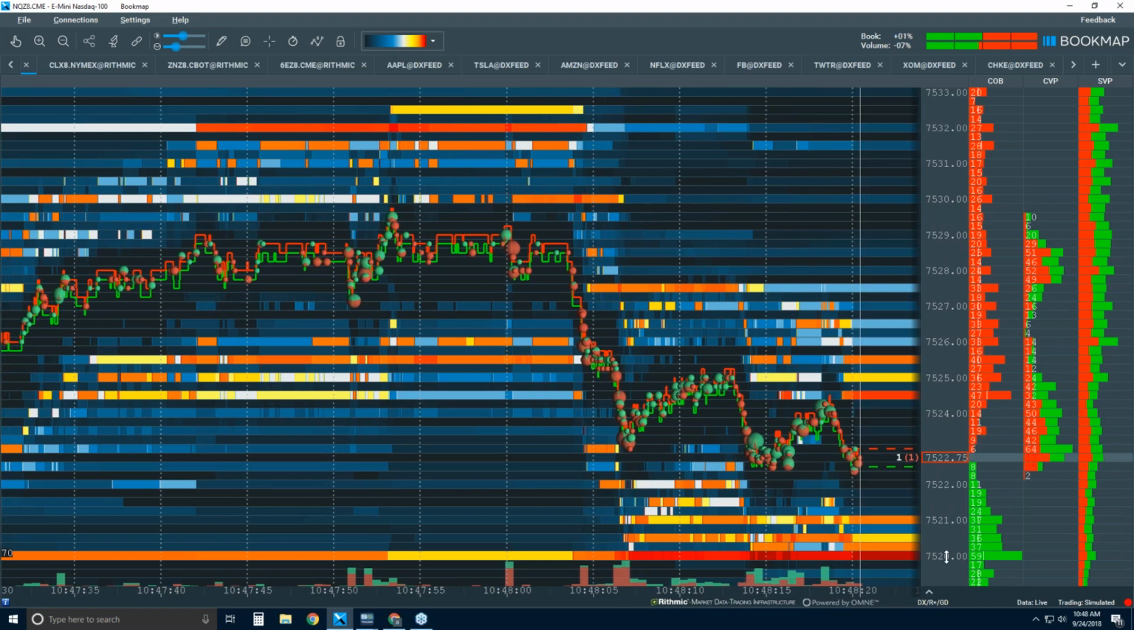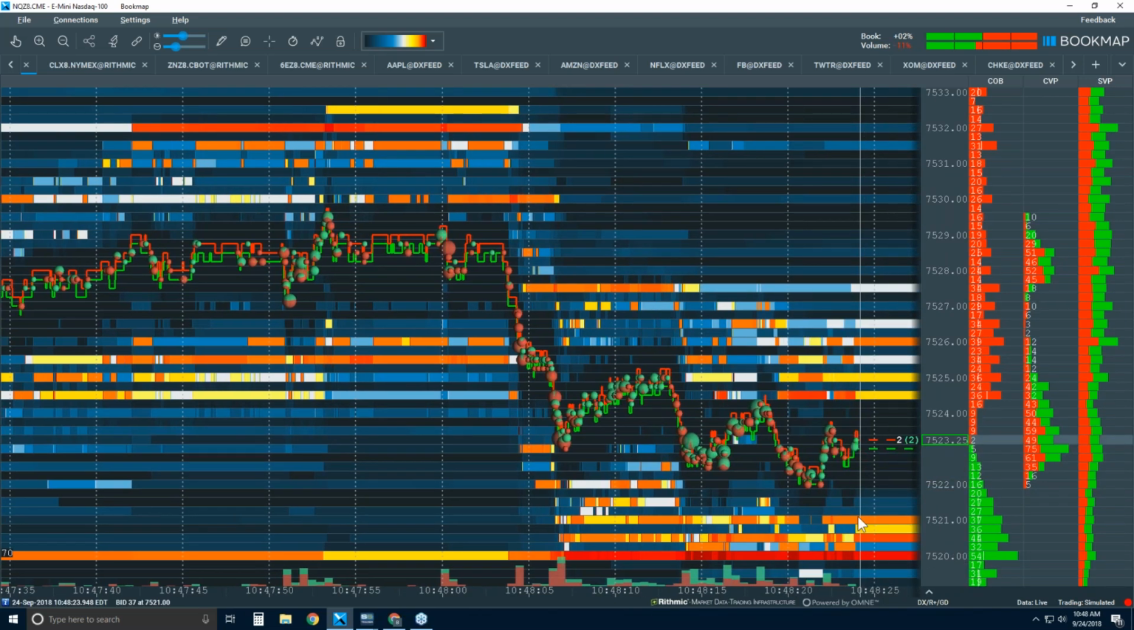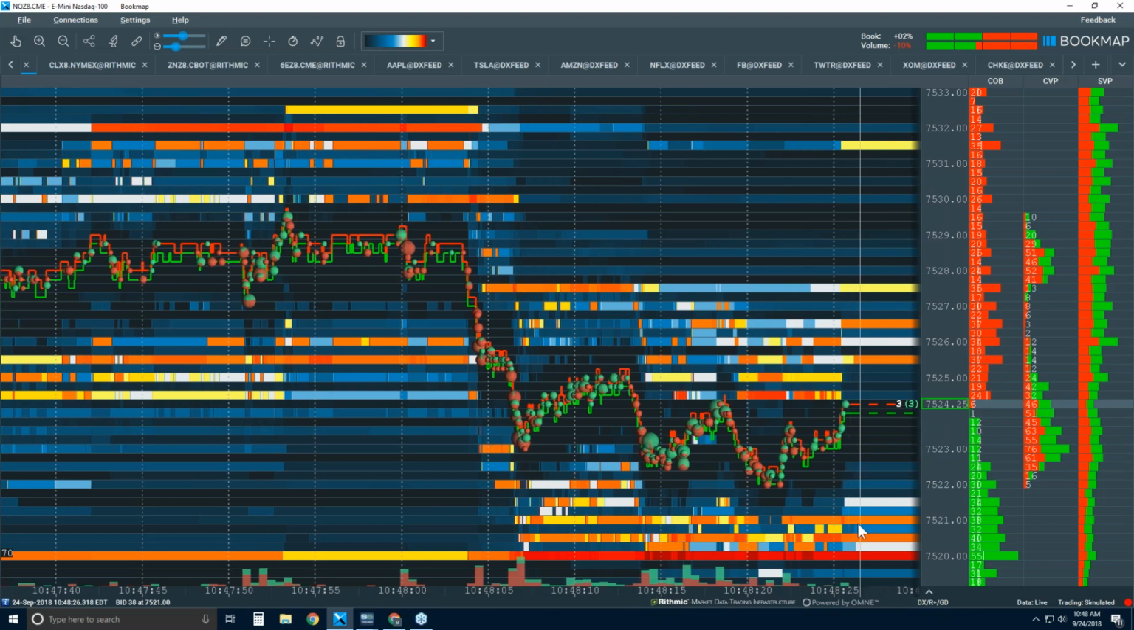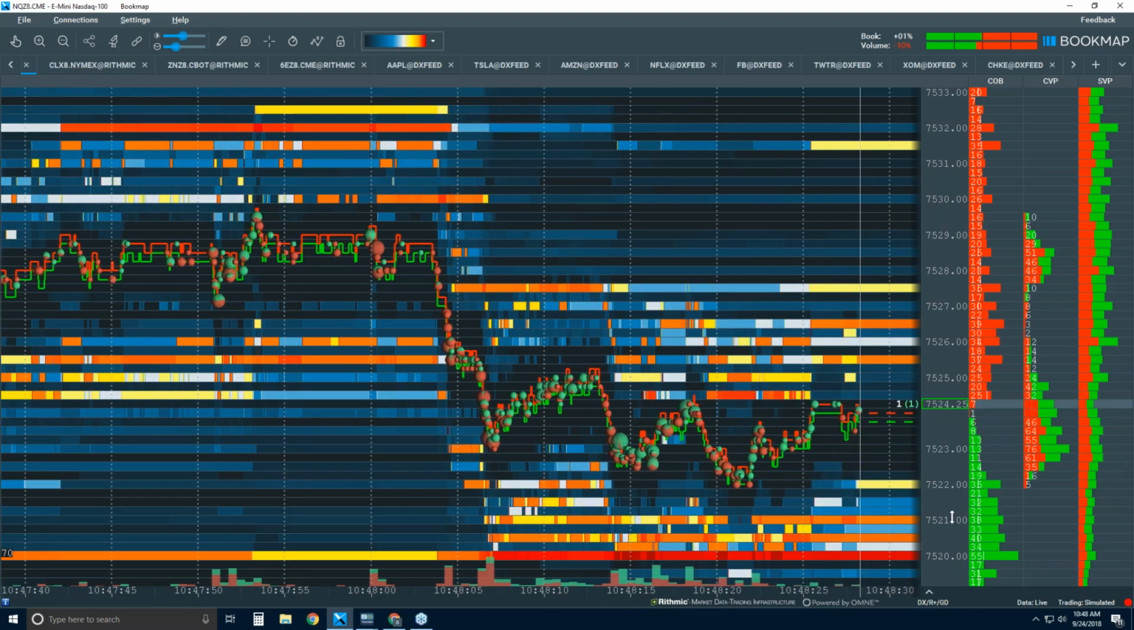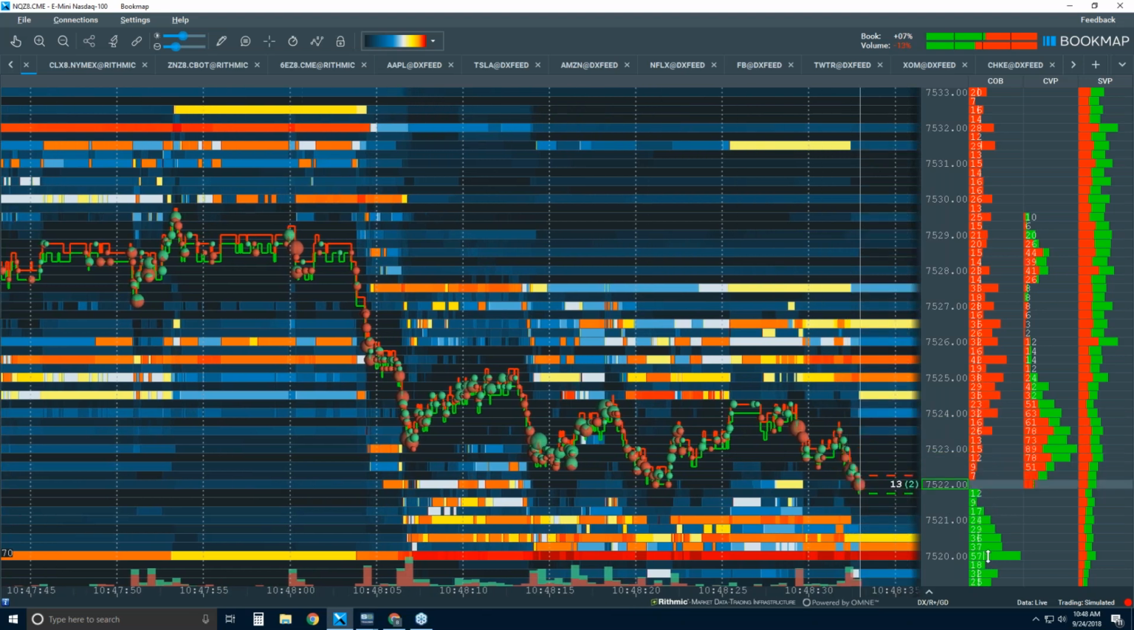Look at it. There's interest in buying down at 75.20. They're starting to front run in some of these areas here. How do I know that? Well, by looking at this heat map. Look at the dome. Say we see 59 contracts down here.